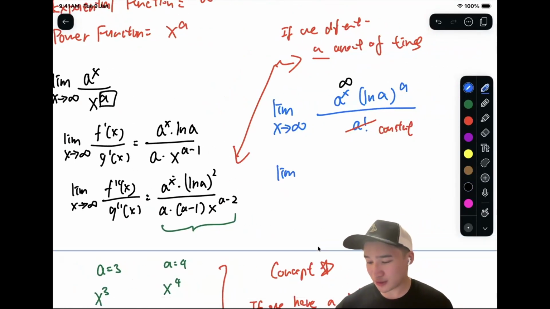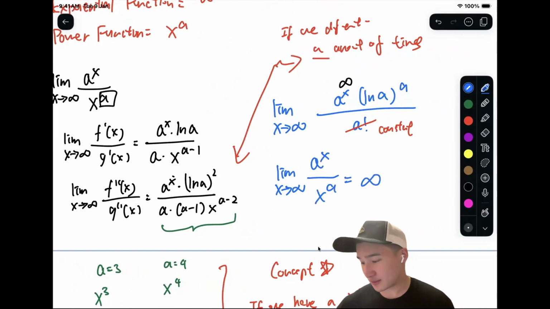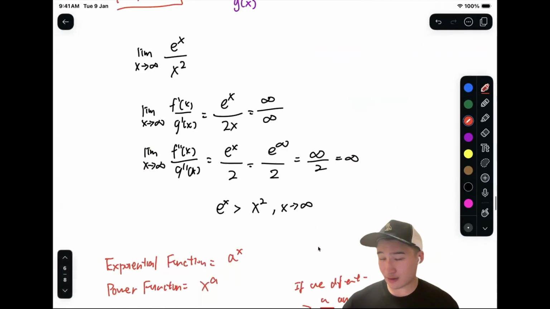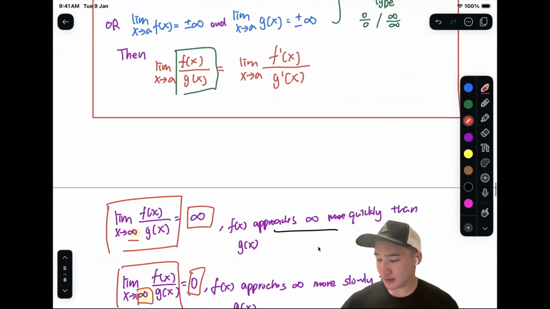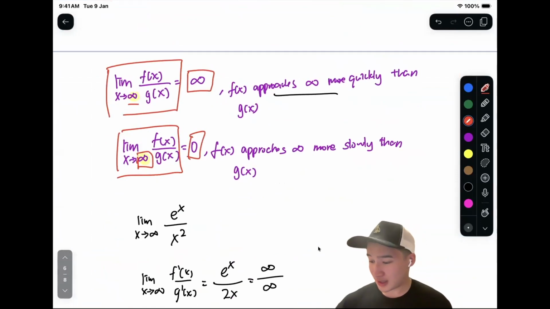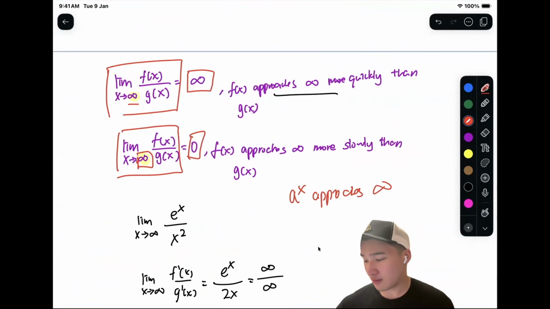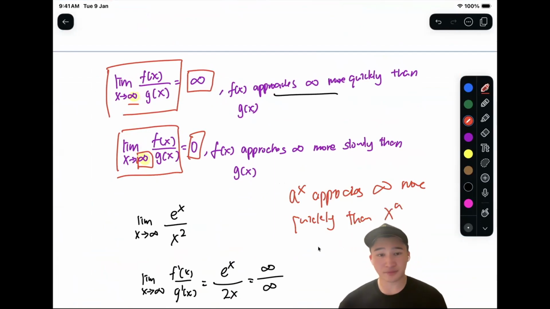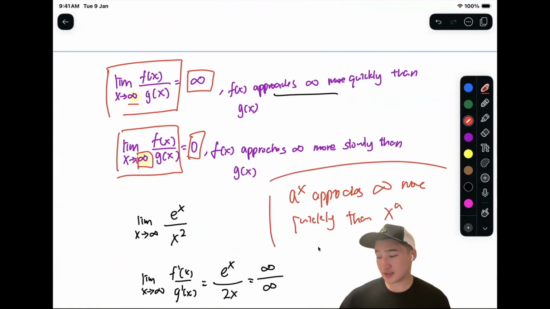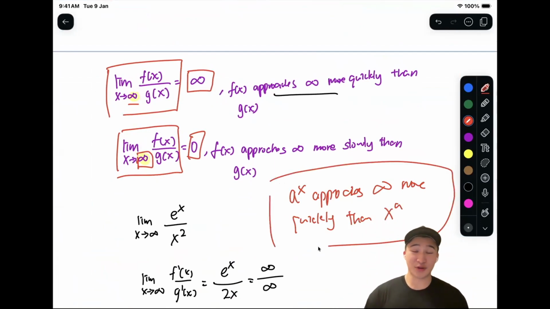So in that case, we know that limit as x approaches infinity, right, of a^x over x^a is going to equal infinity. Then because of this, we've just proved that our exponential function a^x approaches infinity more quickly than our power function, x to the power of a. And so I hope this makes sense to you. And it is super, super, super interesting. So yeah, thank you.